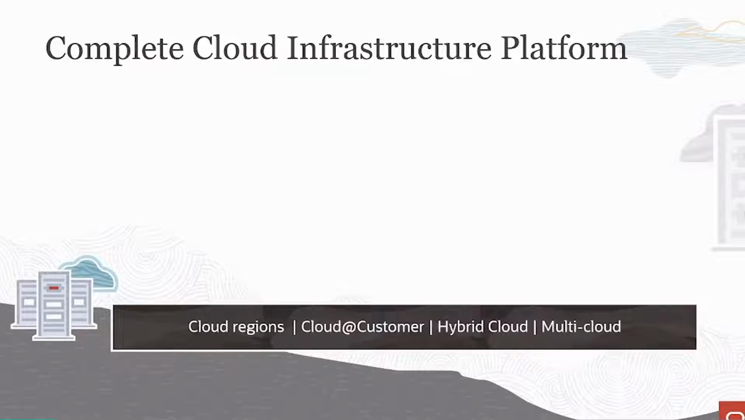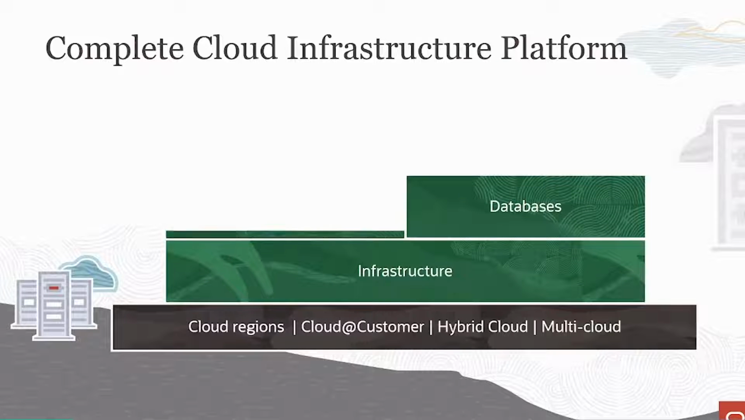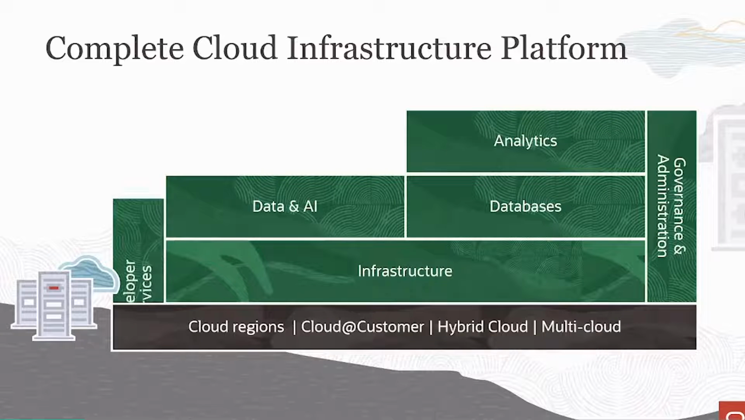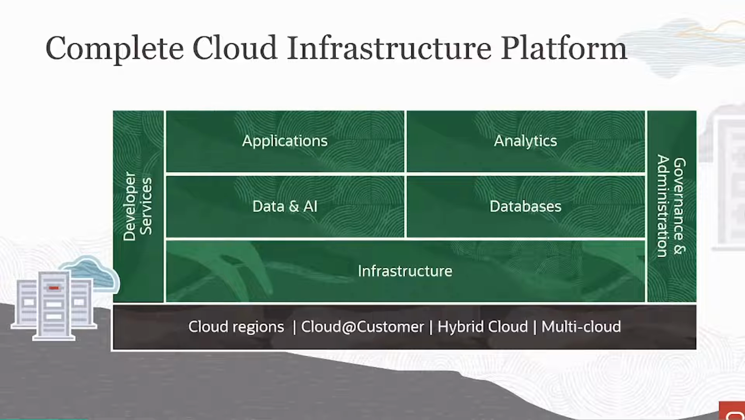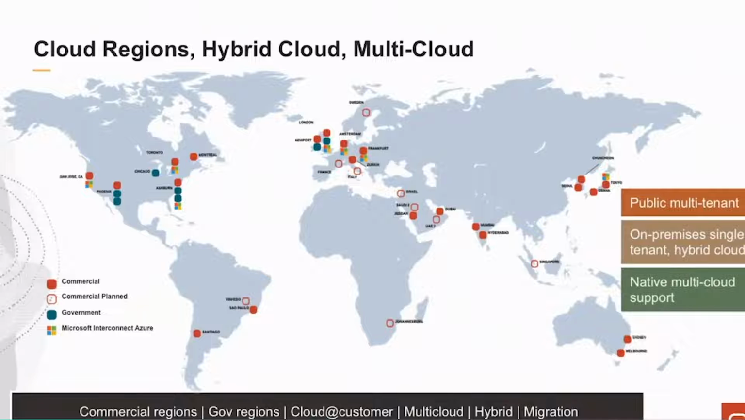To keep things simple, let us break them down into 7 major categories: core infrastructure, database services, data and AI, analytics, governance and administration, developer services, and application services. But first, the foundation of any cloud platform is the global footprint of regions. We have many generally available regions in the world, along with multi-cloud support with Microsoft Azure and a differentiated hybrid offering called Dedicated Region Cloud at Customer.